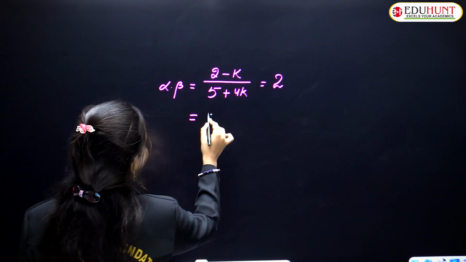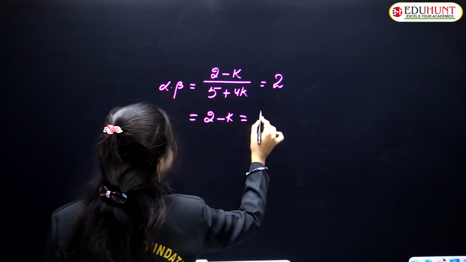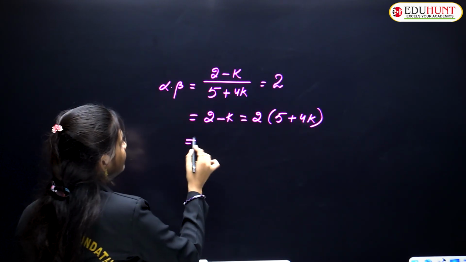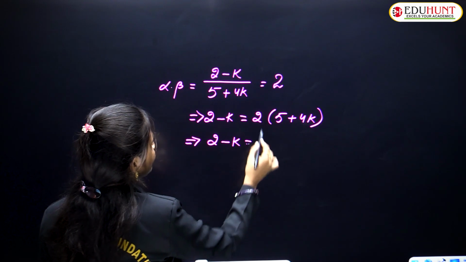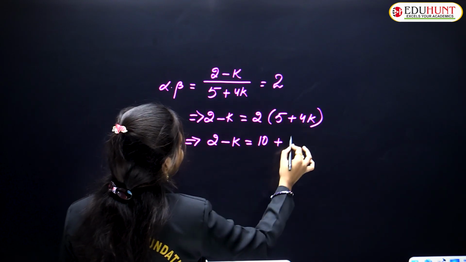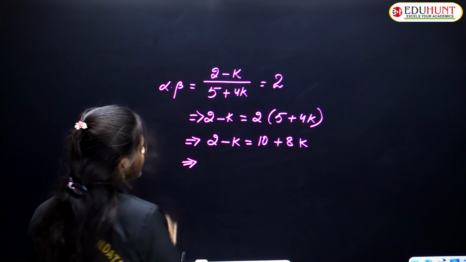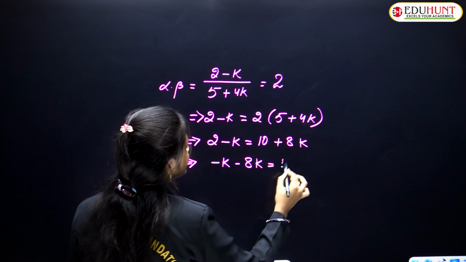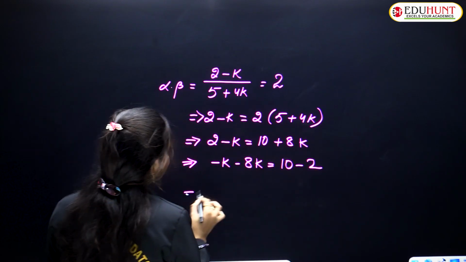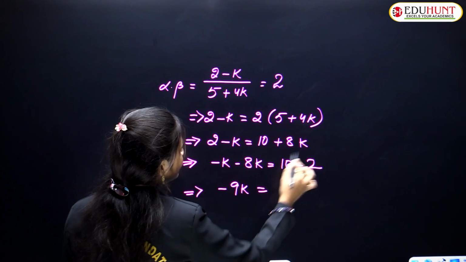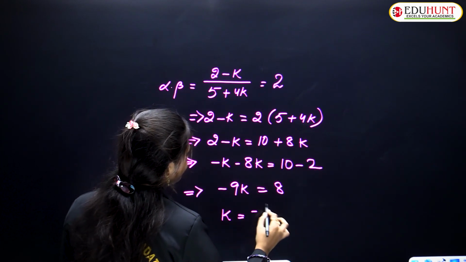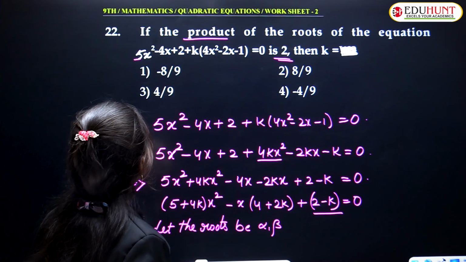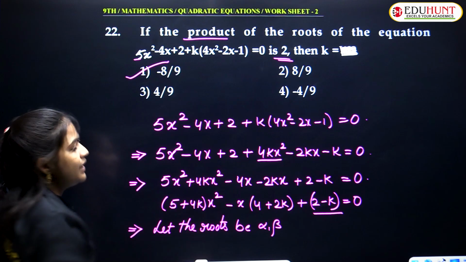So from this one, 2 minus k is equal to, just take the cross product, so 2 into 5 plus 4k. Clear? So 2 minus k is equal to 2 fives 10 plus 2 fours 8k. So minus k minus 8k becomes minus 9k, which is equal to 10 minus 2. So minus 9k is equal to 8, so k is equal to minus 8 by 9. So what is the value of k here? Minus 8 by 9. So that option is there? Yes, minus 8 by 9.